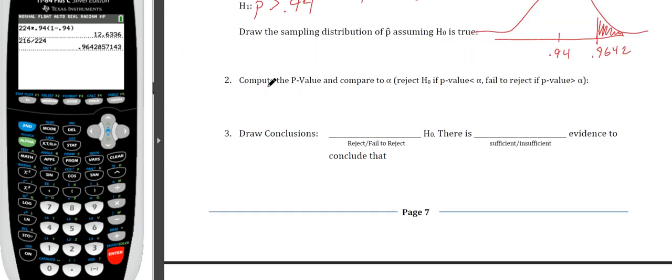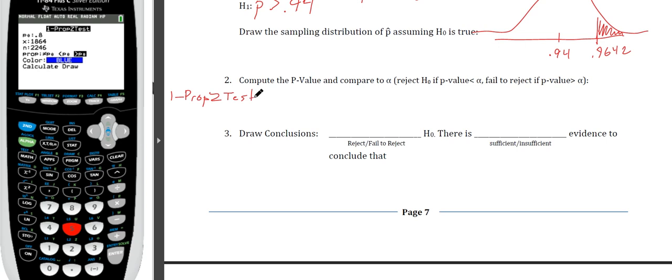To do so, we're going to compute our p-value using the function that we used in the last situation. So we're going to use 1-PropZTest, that's number 5 right there. So I'll write that down. Again, always good to write down the program and all inputs you use, not just 1-PropZTest. Write down all the stuff you plugged in.